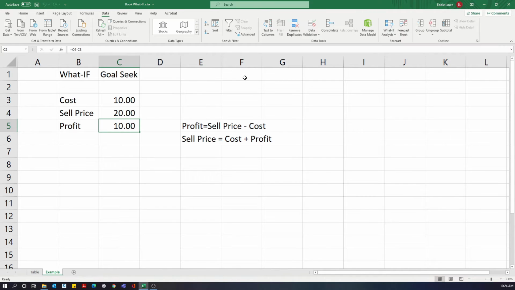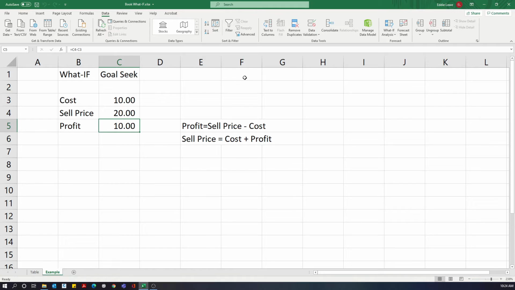Goal Seek is a quick way for Microsoft Excel to give you a final value that you're looking for by changing one of the variables inside of an equation. So let's look at a very simple example here. We know that profit is equal to sale price minus cost. Now we could easily solve for the sale price: sale price is equal to cost plus profit.